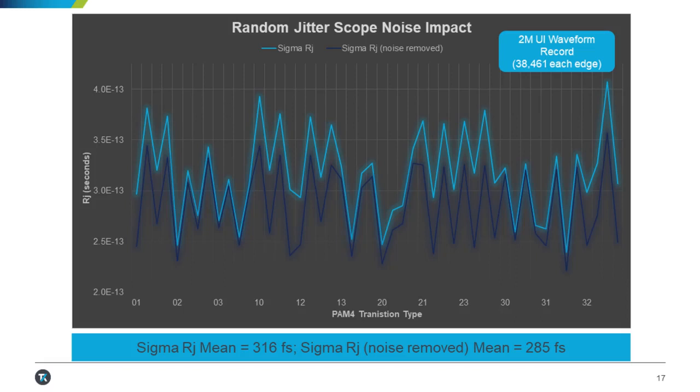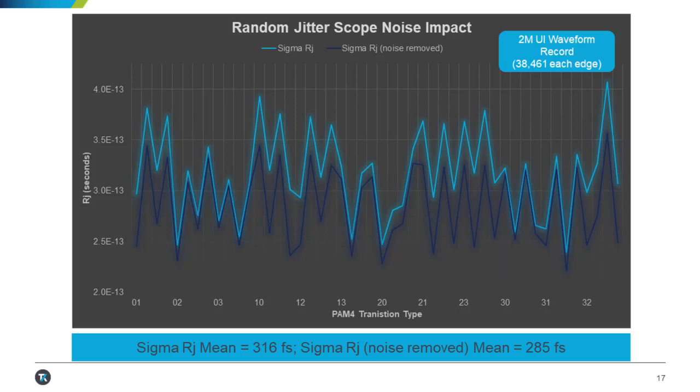Interestingly, you can also see this trend where the sharper edges, like the transition 0 to 3, 3 to 0, show the least amount of delta once you've compensated for noise, because you have less conversion of that vertical noise to jitter. But then the flatter edges, let's say 2 to 1, you can see it where you've got a bigger impact because you've got more translation of that vertical noise to jitter.